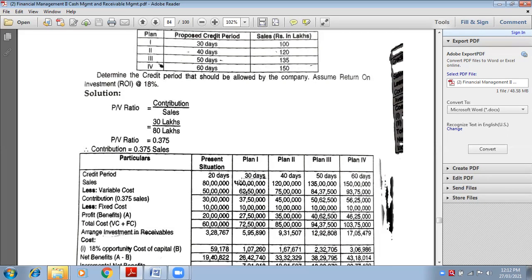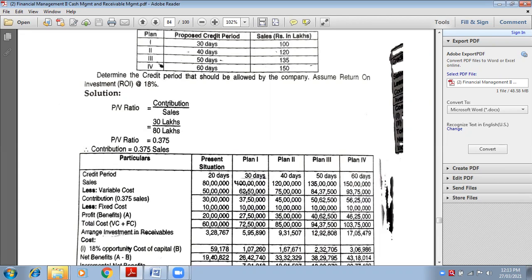Second, plan 1. 1 crore minus 62 lakhs 50,000. Tell me your answer. 37 lakh 50,000. Next, plan 2: 1 crore 20 lakhs minus 75 lakhs. 45 lakhs. Very good.